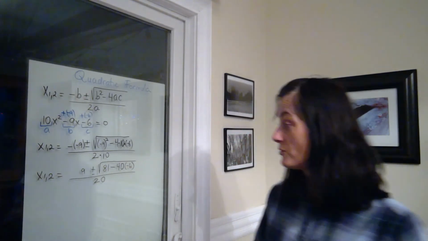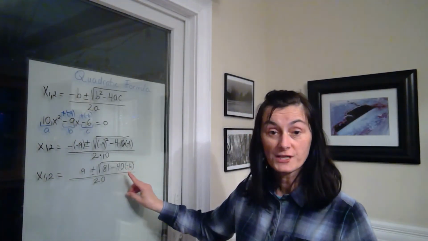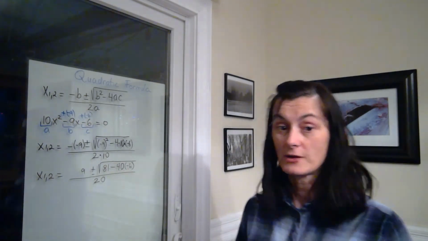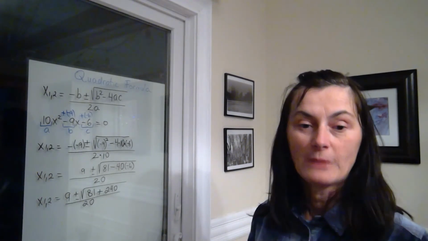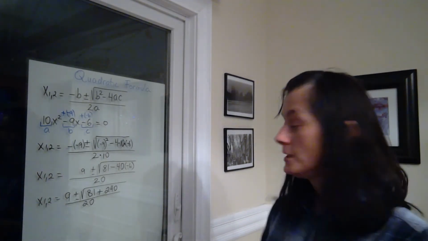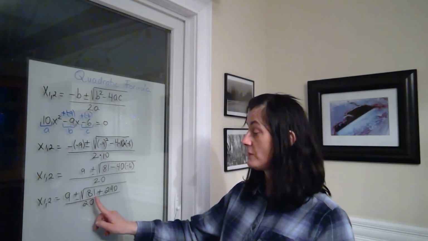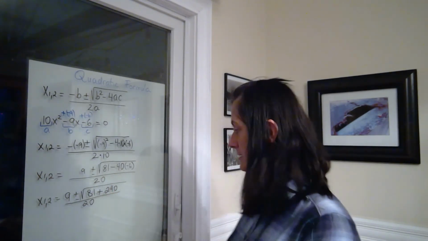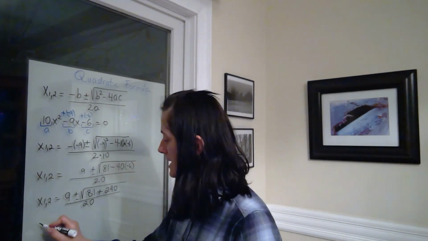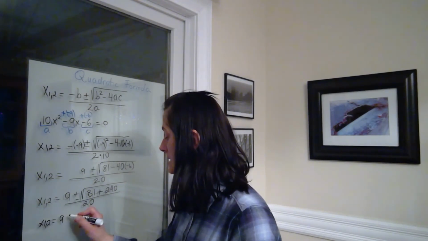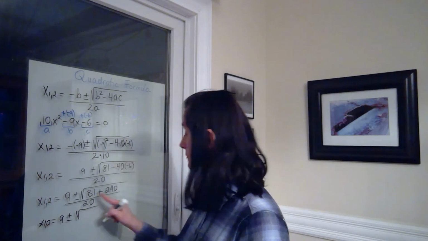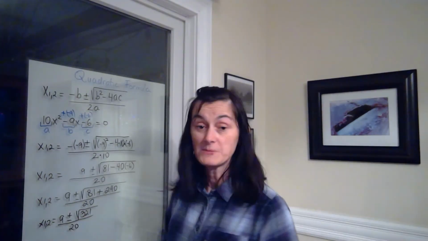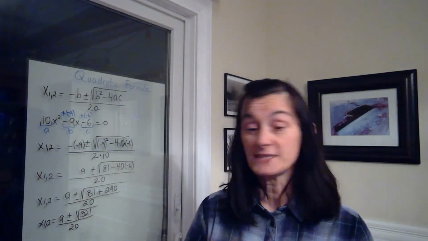So let me keep going. I still need to clean this up. 40 times negative 6, and then take 81 and subtract that, or add whatever comes next. We are just about done. What we have is x1,2 will be 9 plus and minus the square root of 81 plus 240, divided by 20. The last thing to do is add what's under the radical. Once I add these two, it's going to be 321, and all of that divided by 20. And I'm done.